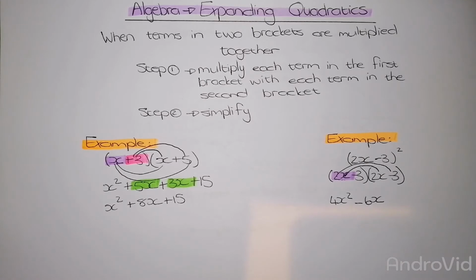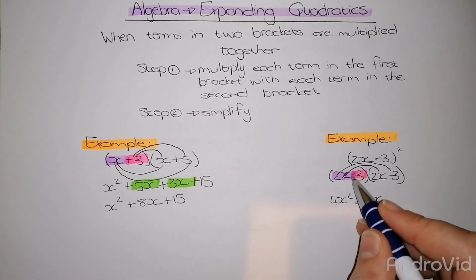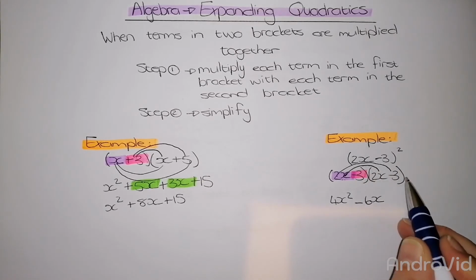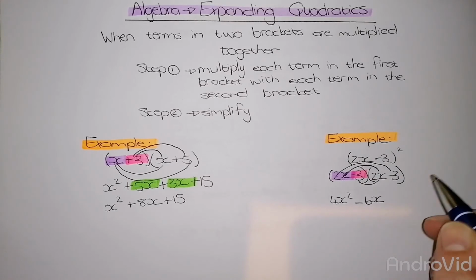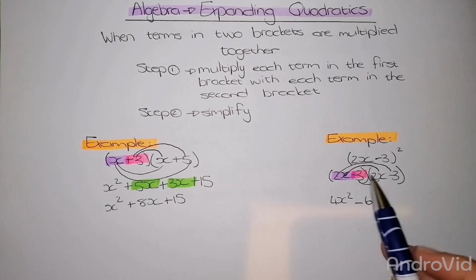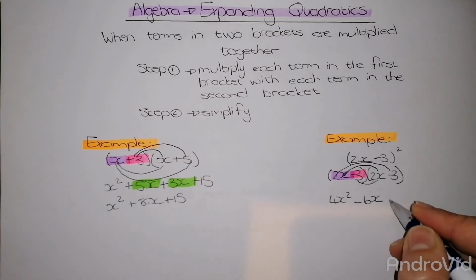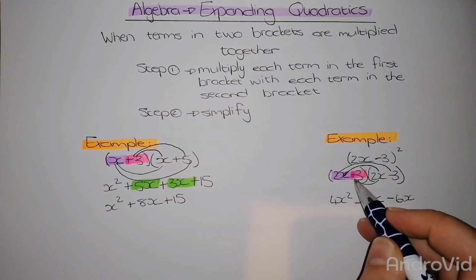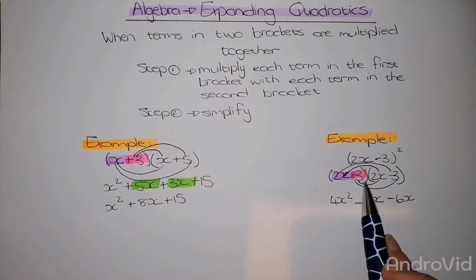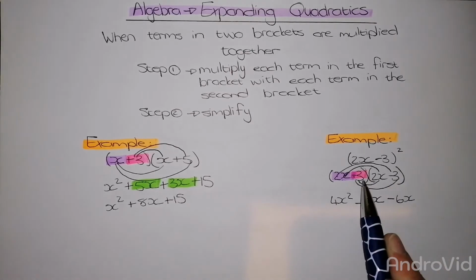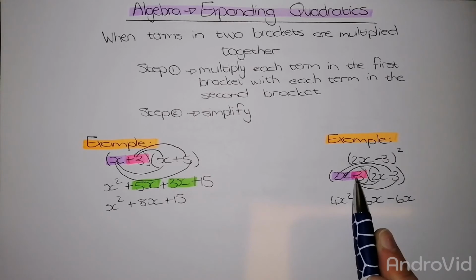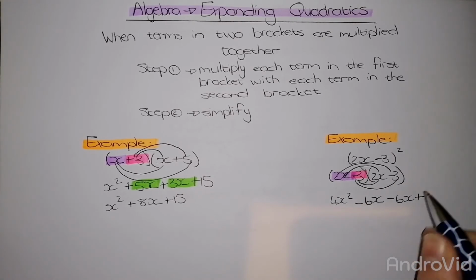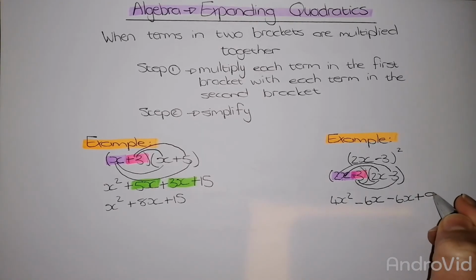After I've done that, I need to look at my second term in my first bracket. I need to multiply this negative 3 with everything in my second bracket. So negative 3 times, or times 2x, sorry. Use the symbol rule. Negative times a positive is a negative. 3 times 2x is 6x. And the last one I need to do is multiply this negative 3 with a negative 3. Once again, we've got two symbols that we need to multiply. Negative times a negative is a positive. And 3 times 3 is 9. So that is positive 9.